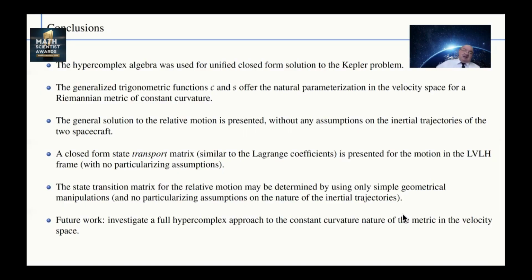A closed form state transport matrix is presented for relative motion in local vertical, local horizontal frame. And the state transition matrix for relative motion can be determined by using only simple geometrical manipulation. The future work will investigate a full hypercomplex approach to the constant curvature Riemannian metric in the velocity space.